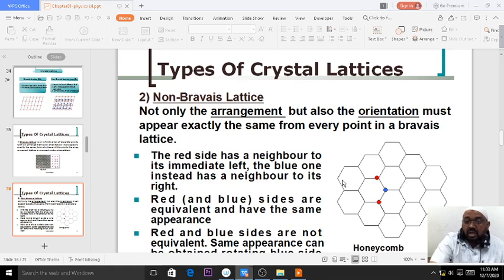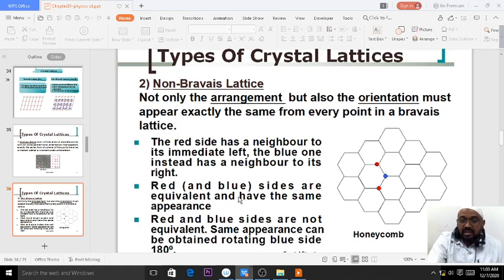For your understanding purpose, I have taken some points here. The red side has a neighbor, and this color is red, right? And you have the color blue. The red side has a neighbor to its immediate left, while the blue one instead has a neighbor to its right. And the red and blue sides are equivalent and have the same appearance.